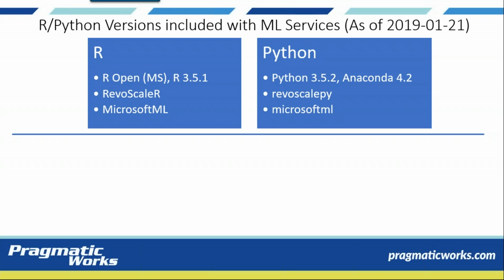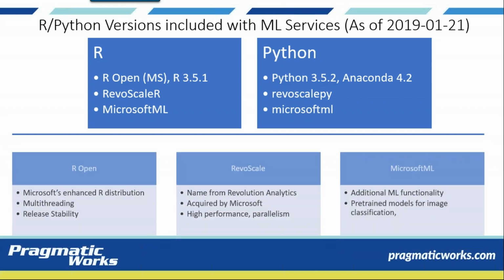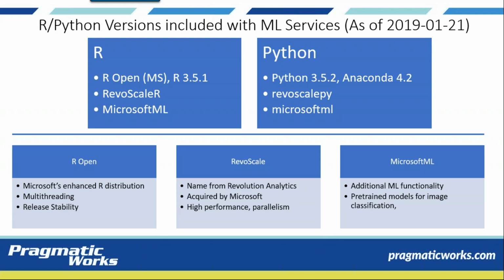Python: there's no separate Microsoft distribution of Python. Right now, if you install Python, you're going to get 3.5.2, which is based on Anaconda 4.2. That's the distribution of Python that's included with machine learning services. Similarly to R, the Python installation on SQL Server includes these 2 additional packages, among other things: RevoScalePy and Microsoft ML. Let's talk about these a little bit more.